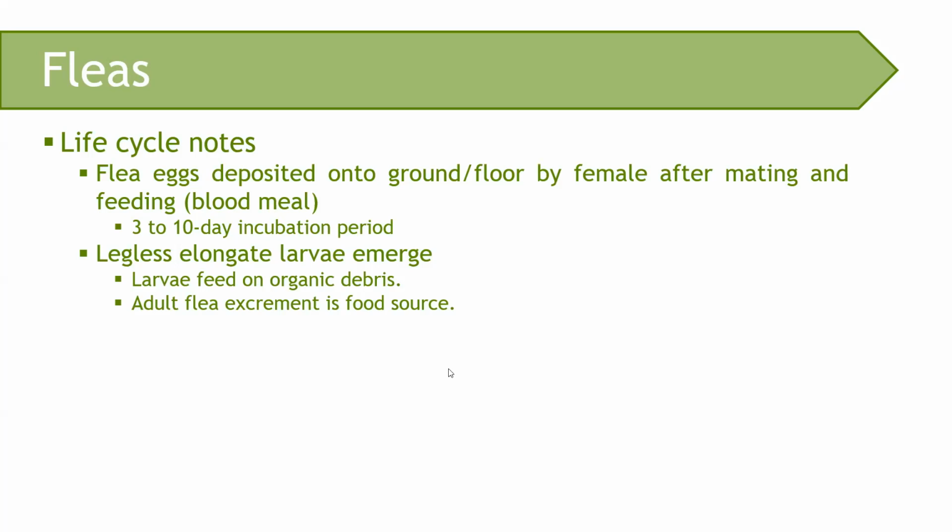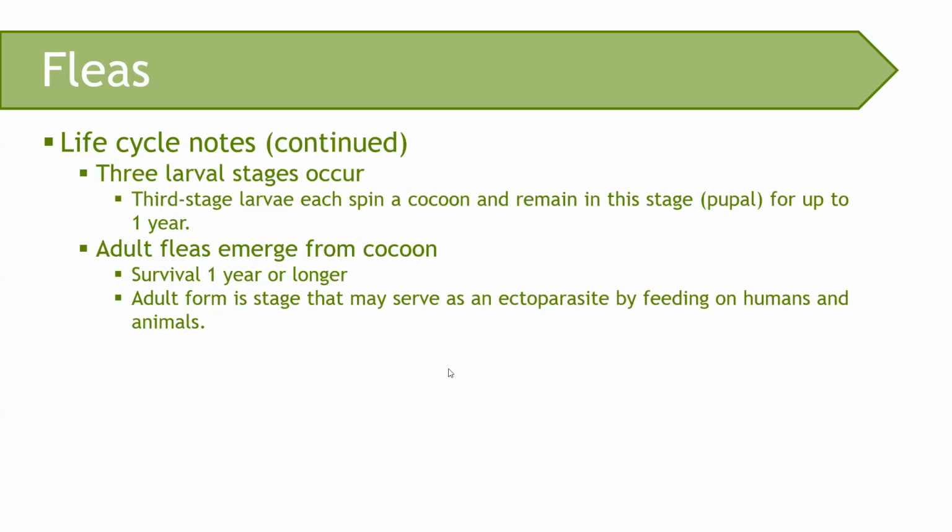Take note, guys, that fleas deposit eggs on the ground floor by the female after mating and feeding. Usually 3 to 10 days ang incubation period. Legless elongate larvae emerge, and then the adult flea excrement is the food source. Okay, the three larval stages occur. Now the third larval stage spins a cocoon and remains in this stage.